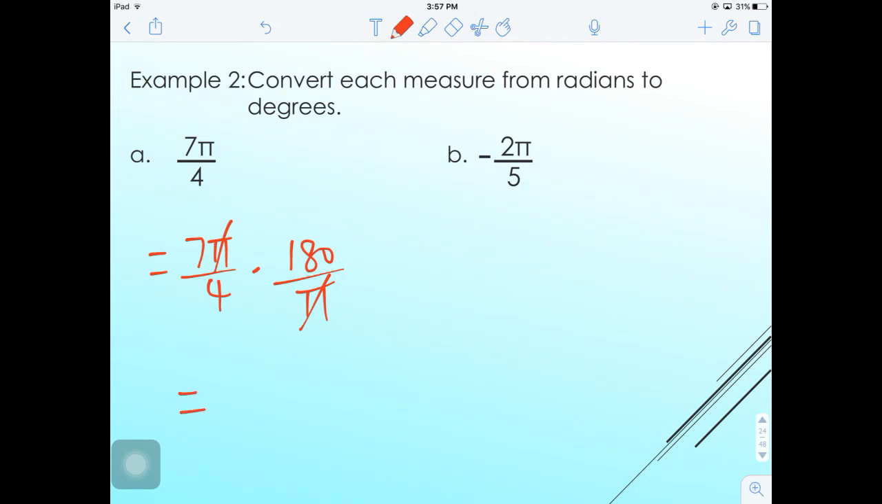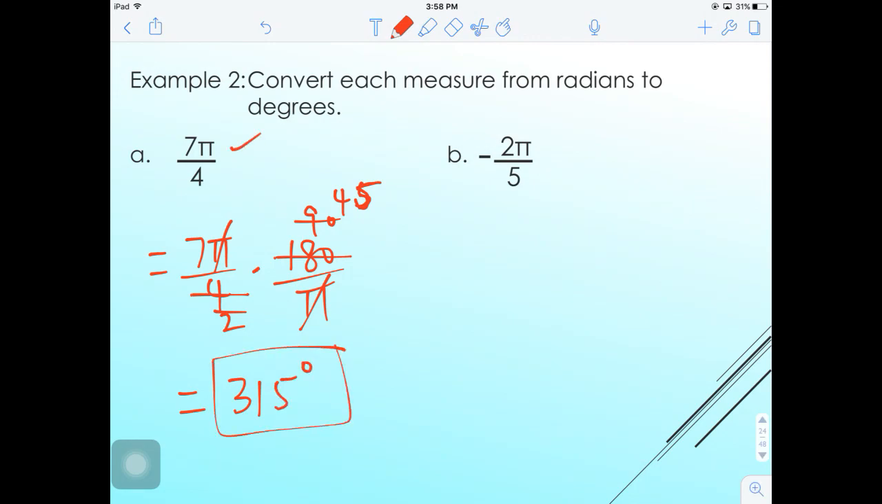And this is going to give you 180 over 4, which is 45. 45 times 7 is 315 degrees. So this is the degree equivalence for 7 pi over 4. And let's try another one.